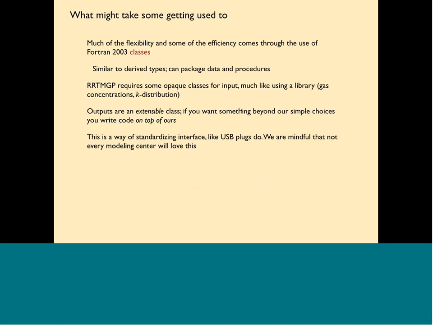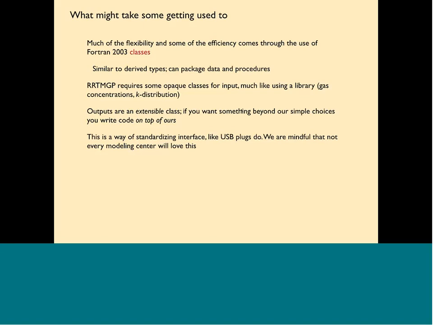So we require some classes for input. These, for example, are the description of the gas concentrations. They're the description of the spectral discretization, this so-called K distribution. These we've made opaque. You don't need to know very much about them if you don't want to. You can just think of them as being library calls, where maybe the big difference is that you call the library, but then you pass a variable that's associated with the library to our routines. So we use a bunch of these.